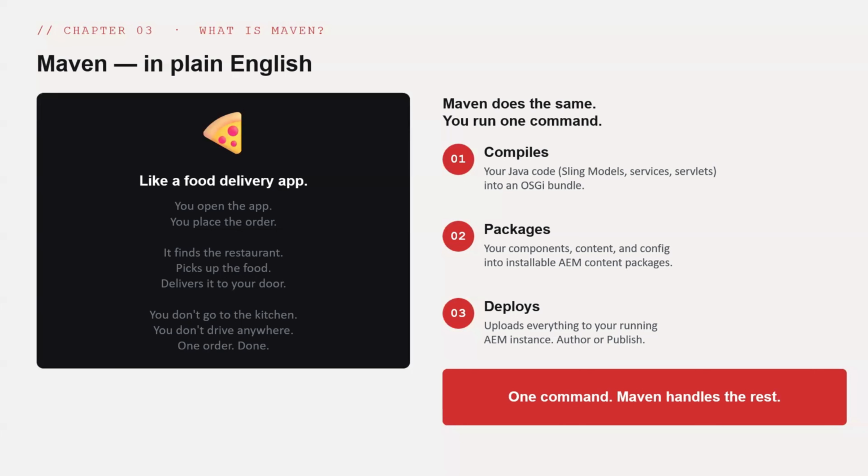Maven works the same way. You run one command, what to build, where to deploy. Maven downloads whatever libraries your project needs, compiles your code, packages everything up and installs it into AEM. You don't do any of that manually. In AEM terms, Maven does three things. Compiles your Java code, Sling models, services, servlets into an OSGi bundle. Packages your components, content and configs into an installable AEM content package. Deploys, uploads everything to your running AEM instance, author or publish. One command, Maven handles the rest.